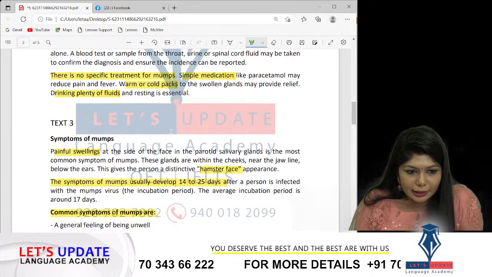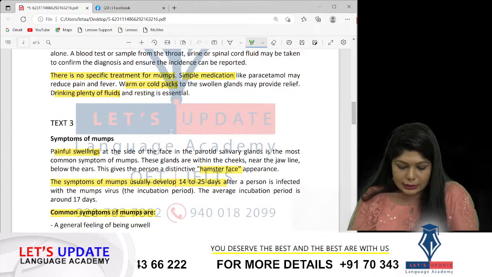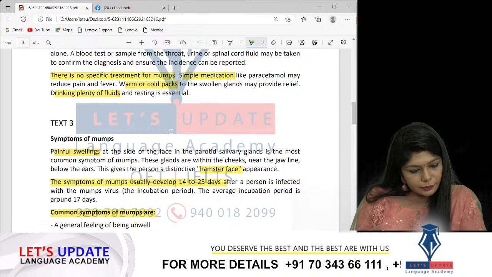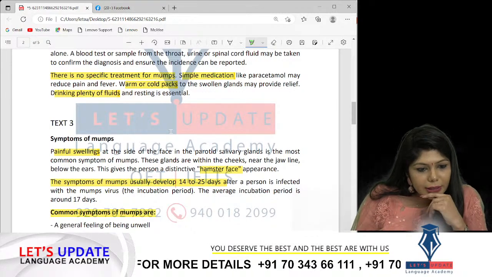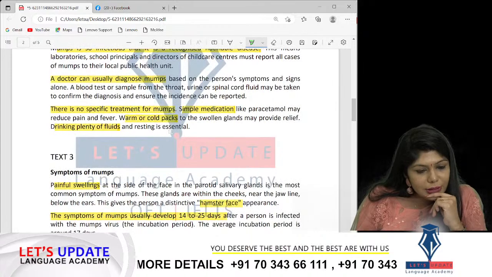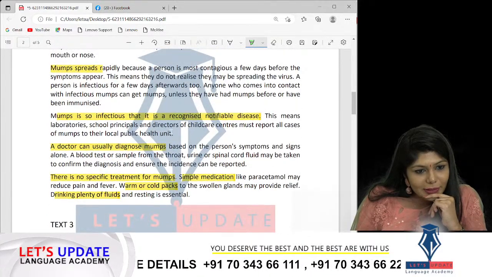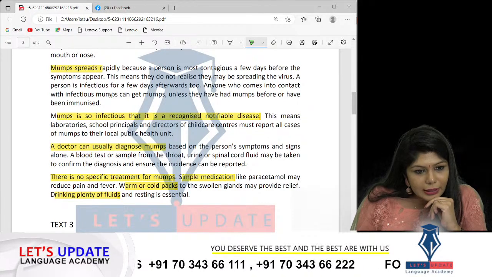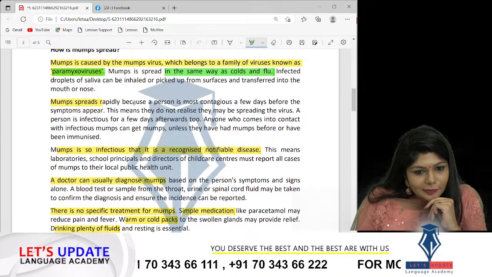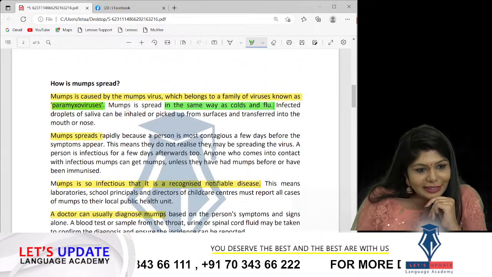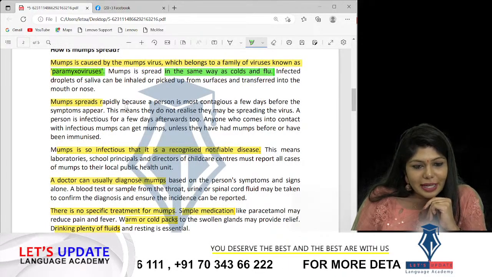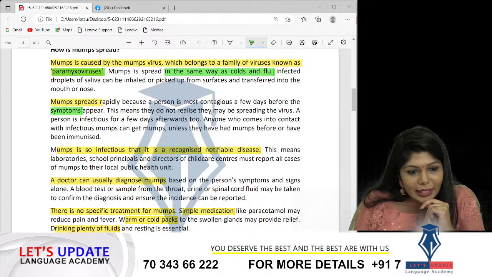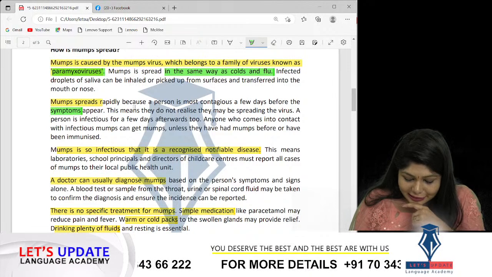Here in text 3, there are a lot of symptoms being discussed. But the symptoms discussed anywhere else, that is what we need to see. Yes, it is also discussed in part B as well, right? Mumps spreads rapidly because a person is most contagious a few days before the symptoms appear. Okay, so we have an answer here.